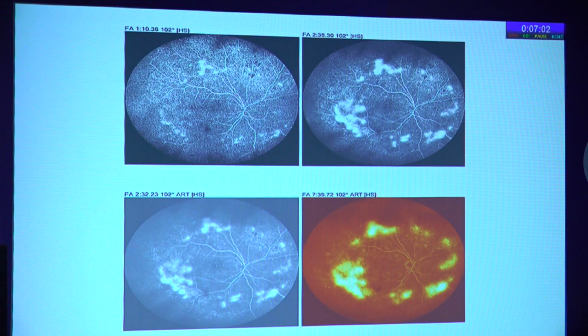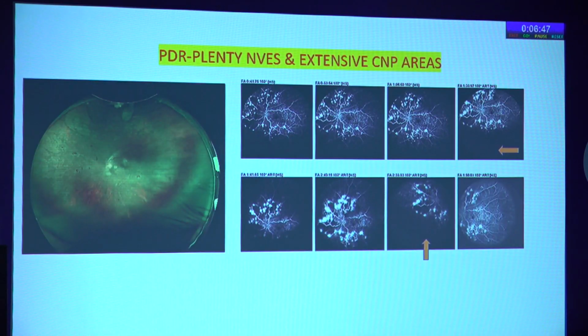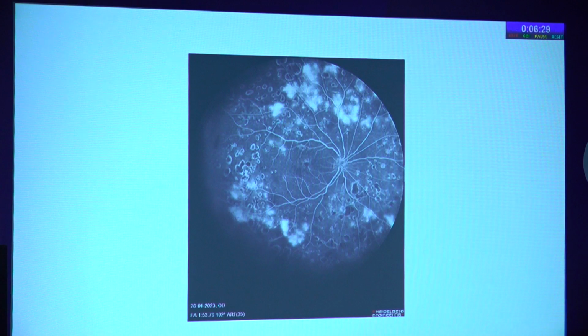This is another case. Here again you can see that capillary non-perfusion areas are extensive, 360 degrees, and 360 degrees of NVAs at the junction of perfused and non-perfused retina. Here also you can see. Another thing is that in this PDR case, clinically it looked like a little bit of hemorrhages, but when you do the angiography, you can see plenty of NVAs, and it will give you the guideline on how to manage this case. Here you can see that the whole area is CNP areas. This is another case of PDR with multiple NVAs.